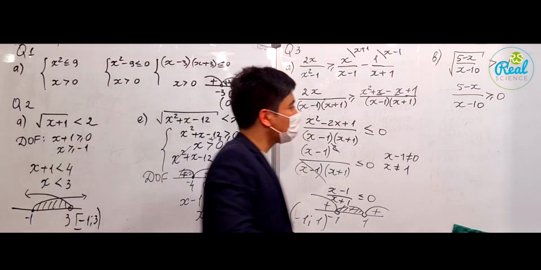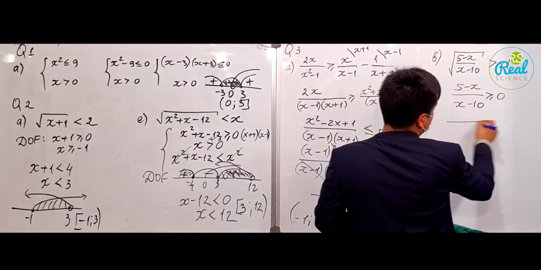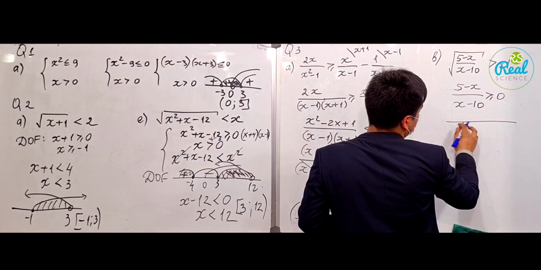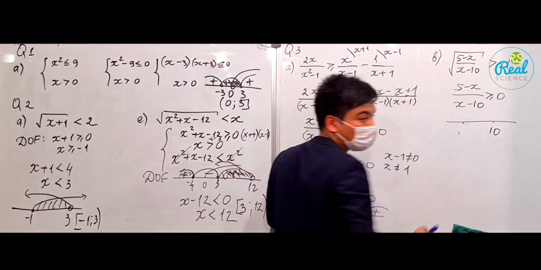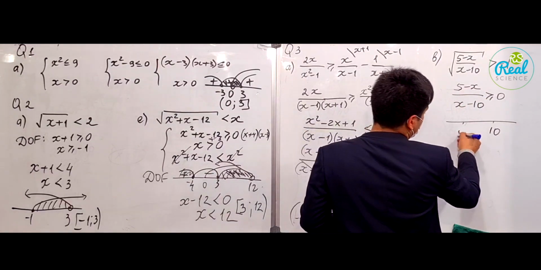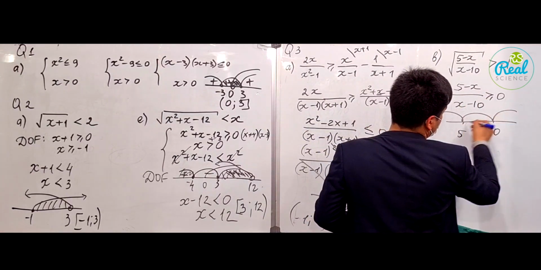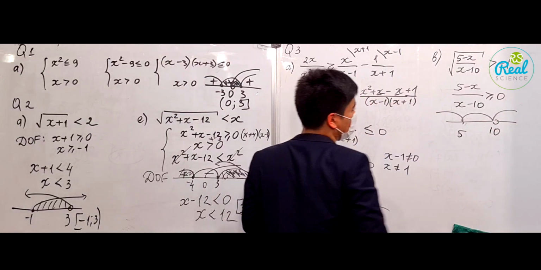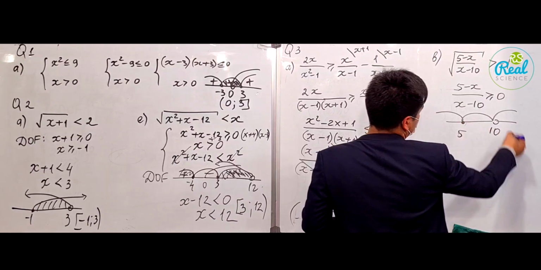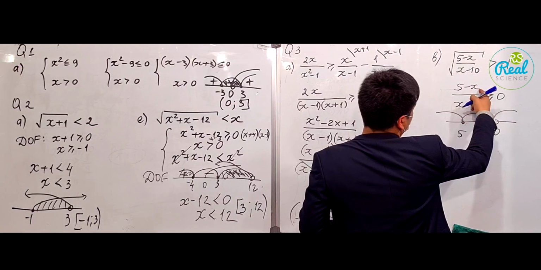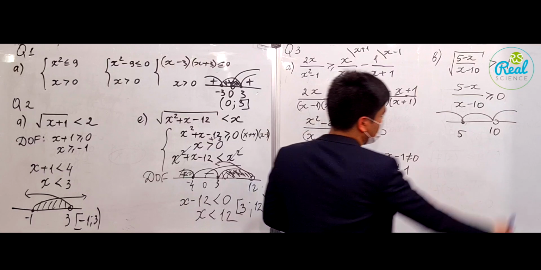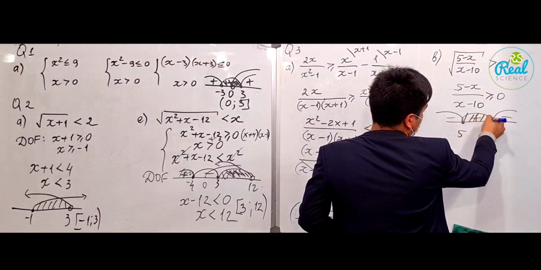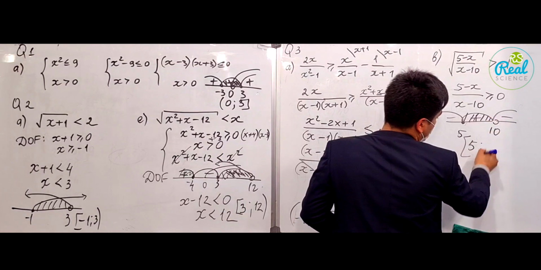And we're going to use the number line again. When we equalize this to 0, it is 10. When we equalize this to 0, it is 5. And 10 is in the denominator, so it's not included. And 5 is in the numerator, so it's included. When you put 11 here, 5 minus 11 is negative. Negative, positive, negative. We need positive. From 5 up to 10.